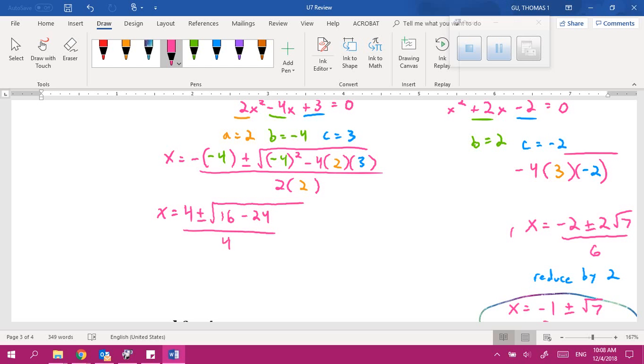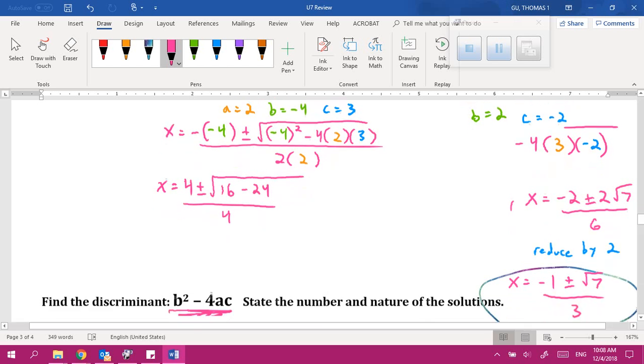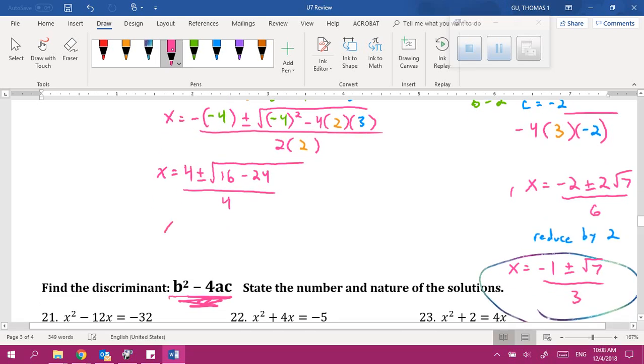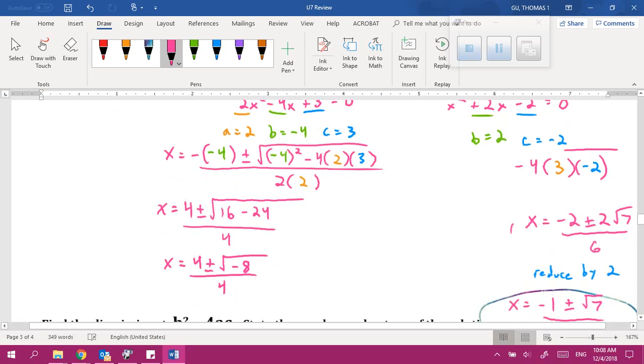Good. Okay, so after that step, what is next? Not yet. You've got to solve inside that square root first. So 16 minus 24. So we're going to have x equals 4 plus or minus, what is 16 minus 24? Negative 8 over 4. All right, so now, what is next? Get rid of the negative that's inside the square root, remember? We don't want the negative under the square root. How do we get rid of it?